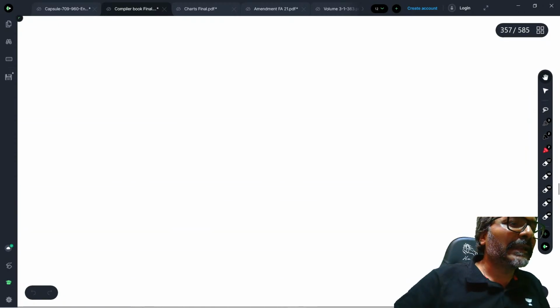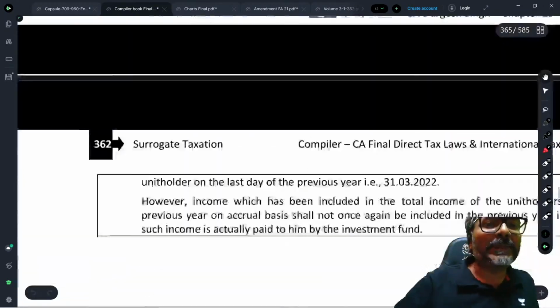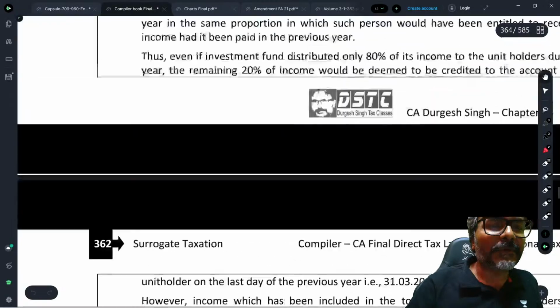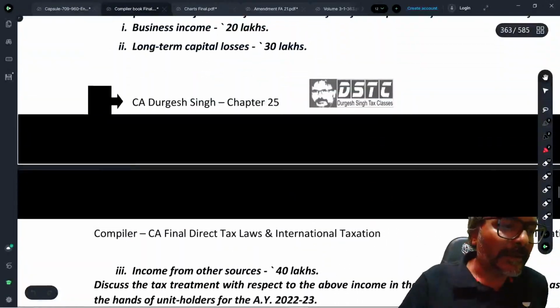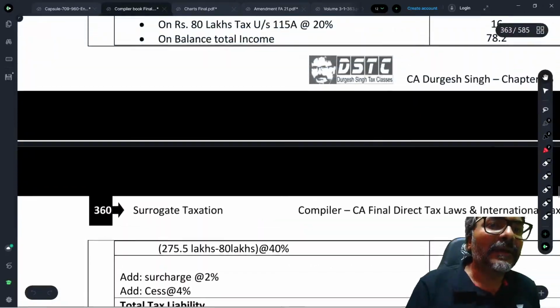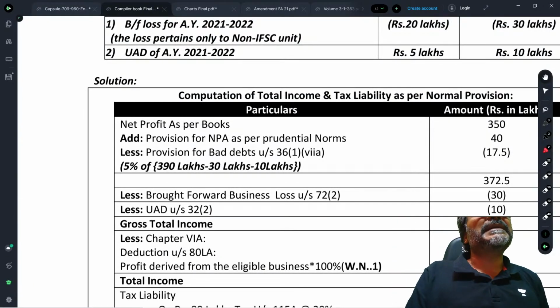Now students, significant economic presence. One important point is the concept of SEP, significant economic presence. This is one of the most important concepts. Now what is SEP? If the non-resident does not have a physical presence, but has an economic presence, will the economic presence give rise to a business connection in India? The answer is yes.